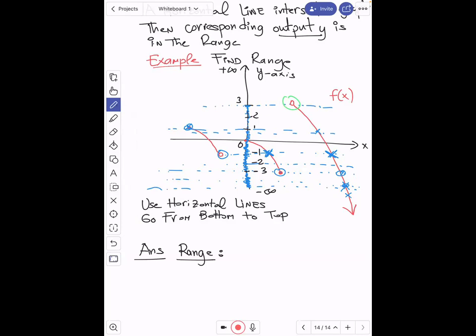And then after +3, as you can see, if you go up here, there will be no intersection, right? So my range would be, you start from the bottom, from -infinity, and your range would go from -infinity to +3. And you have to stop at +3, of course, because there will be no intersection at +3. So the answer here for the range would be from -infinity, comma, +3. And both, of course, are excluded.